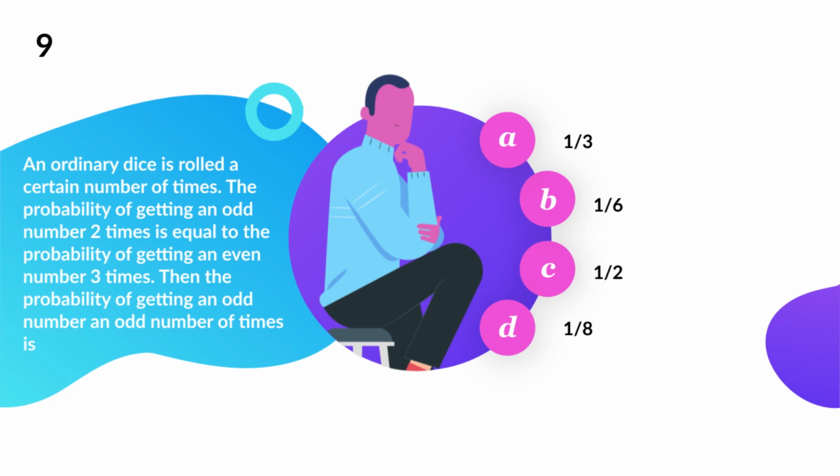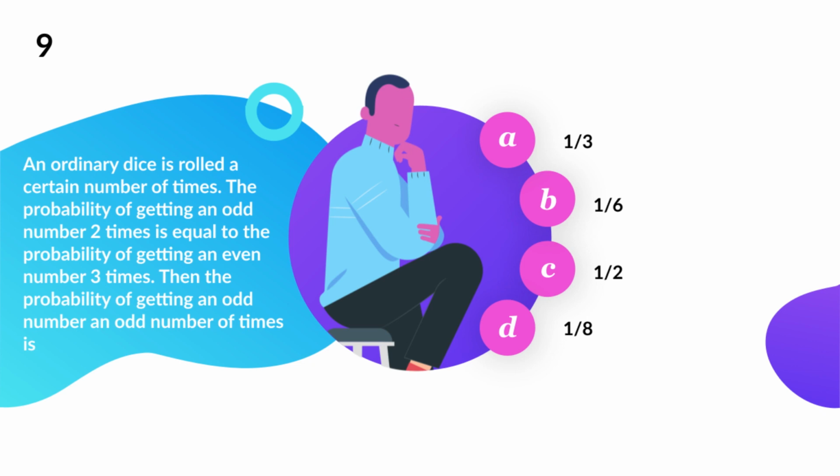So it is given a die is rolled n times. If the probability of getting an odd number 2 times is equal to the probability of getting an even number 3 times, then find the probability of getting an odd number an odd number of times. Options are given: 1 by 3, 1 by 6, 1 by 2, and 1 by 8.